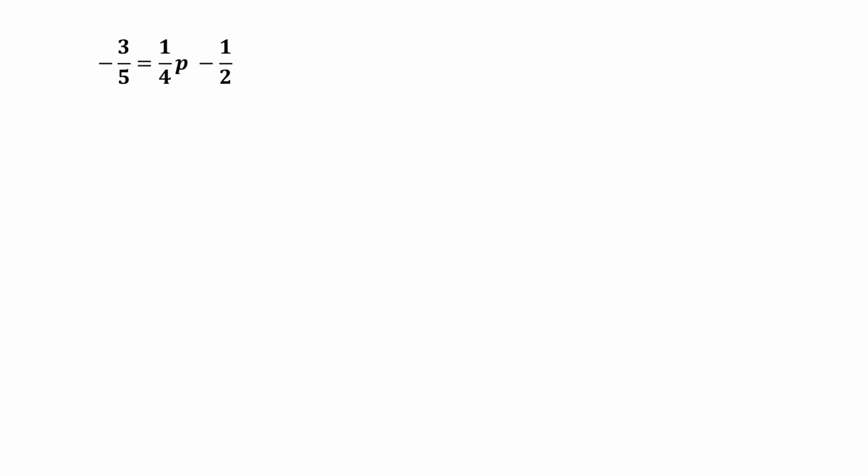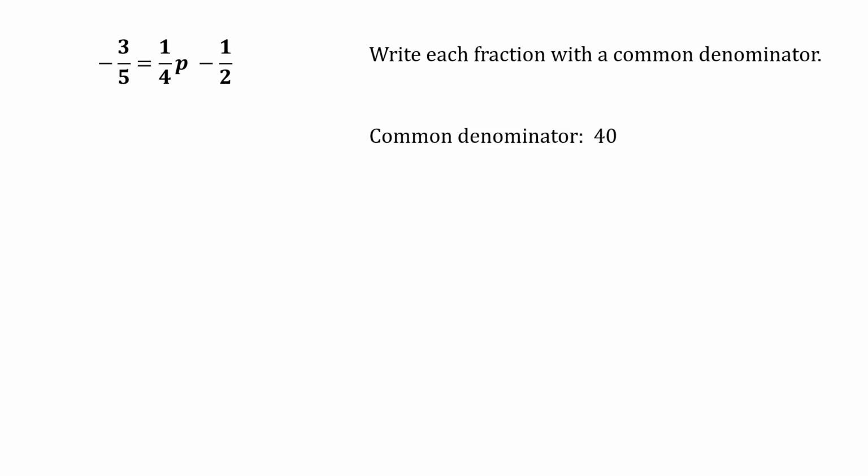Well, it's actually the same process. I'm going to write each fraction with a common denominator. In this case, that denominator is going to be 40. So I multiply negative 3/5 by 8 over 8. I multiply 1/4 by 10 over 10. And I multiply 1/2 by 20 over 20.